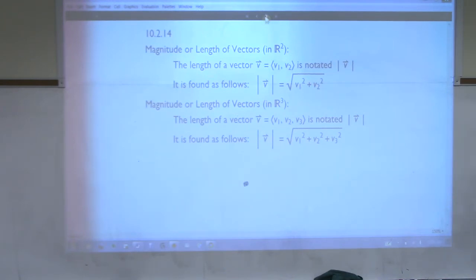I'm confused, what is that for? It's for how long the vector is. If we ever need to measure the length of our vector, which we will, that's how we can get it. All right?